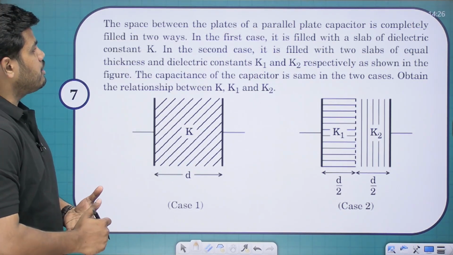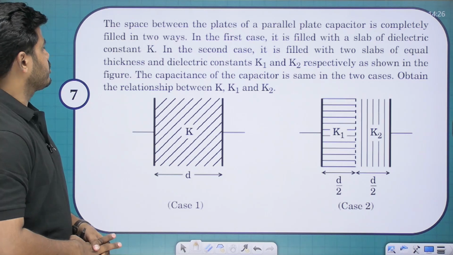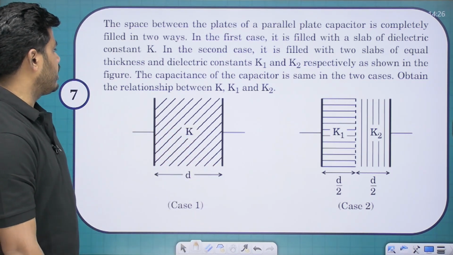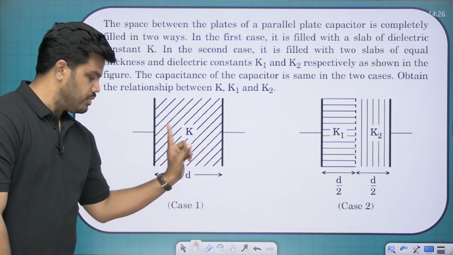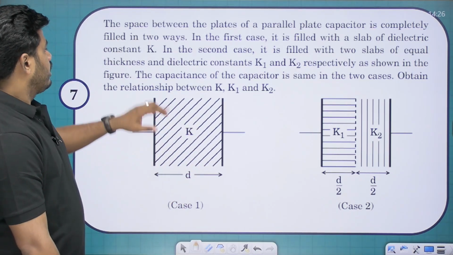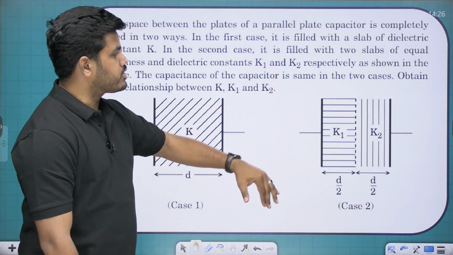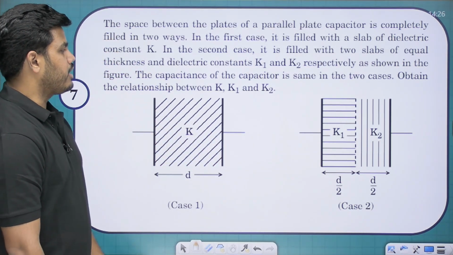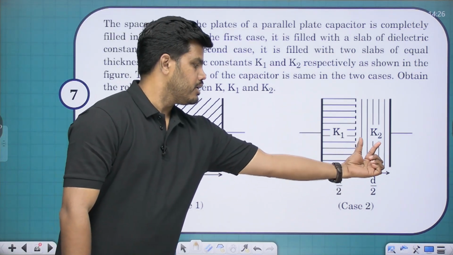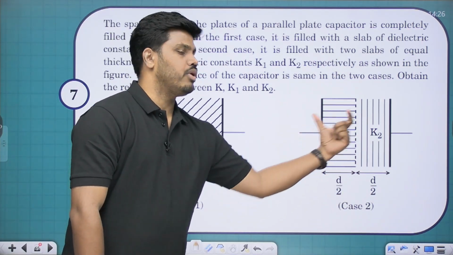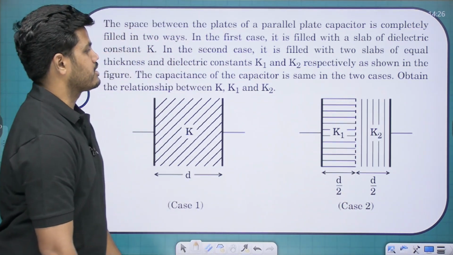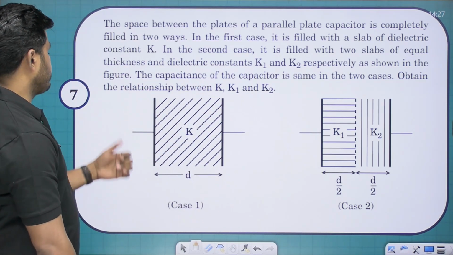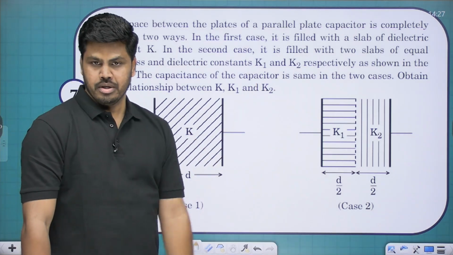The space between the plates of a parallel plate capacitor is completely filled in two ways. In the first case, it is filled with a slab of dielectric constant K, completely filled with one single dielectric constant. In the second case, it is filled with two slabs of equal thickness and dielectric constants K1 and K2, divided at the center. The capacitance of the capacitor is the same in the two cases. Obtain the relationship between K, K1 and K2.